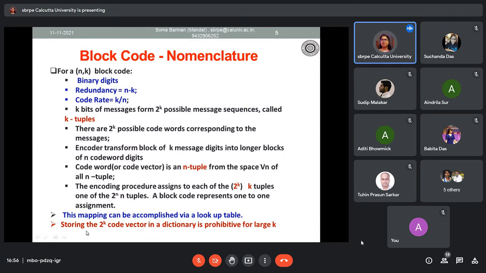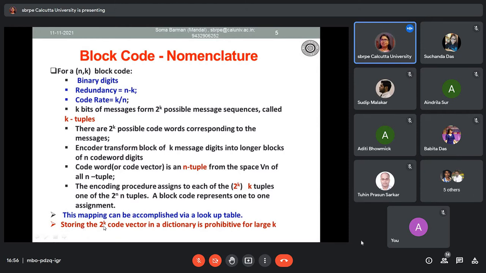So this message, that means 000, will be represented, suppose, after coding as 0001. The message will be represented after your coding as 01010, like that. So you have to store it this way, by using a lookup table.